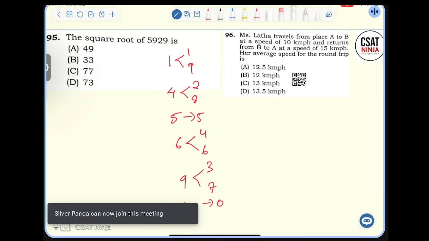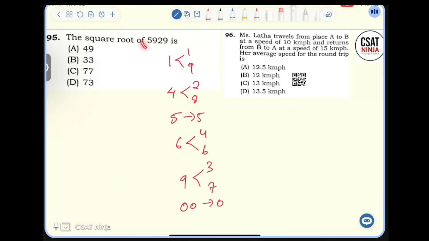The unit digit means the first digit here. In this case, you are asked to find the square root of 5929. The unit digit is 9 here, so I'll follow this rule. The square root of 5929 will have a unit digit of either 3 or 7.